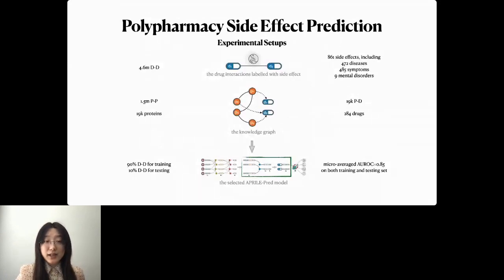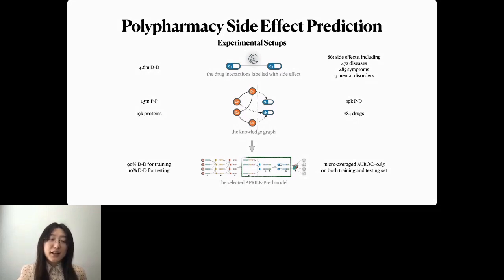And now we have talked about our method. Let's move to the experiments and results. We built APRILE on the pharmacogenomic knowledge graph involving 1.5 million relations among 284 drugs and around 90,000 drug targets and non-targets, and tested on around 4.6 million drug-drug interactions.